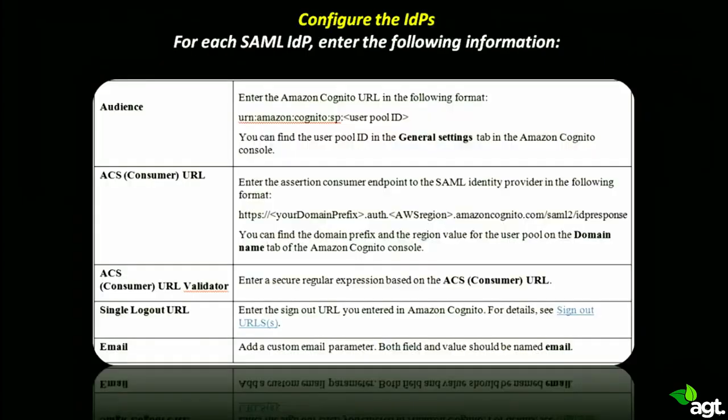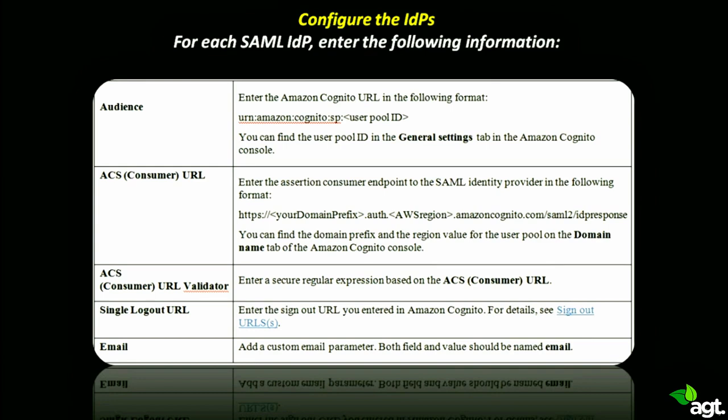And what about configuring the IDPs? For each SAML IDP, enter the following information, starting with the audience. Enter the Amazon Cognito URN in the following format: urn:amazon:cognito:sp:<user pool ID>. You can find the user pool ID in the General settings tab in the Amazon Cognito console. Okay, so what about the ACS consumer URL?